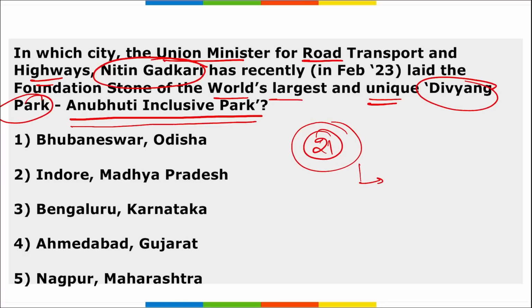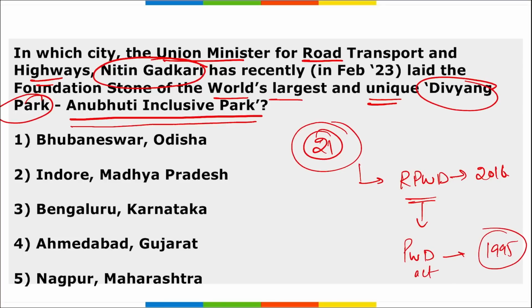and these 21 disabilities were mentioned in the Rights of Persons with Disabilities Act that came in 2016, and there is another act, the Persons with Disabilities Act. When did it come? It was in 1995. So the correct option here: where is this Anubhuti Inclusive Park? It is located in Nagpur, Maharashtra.